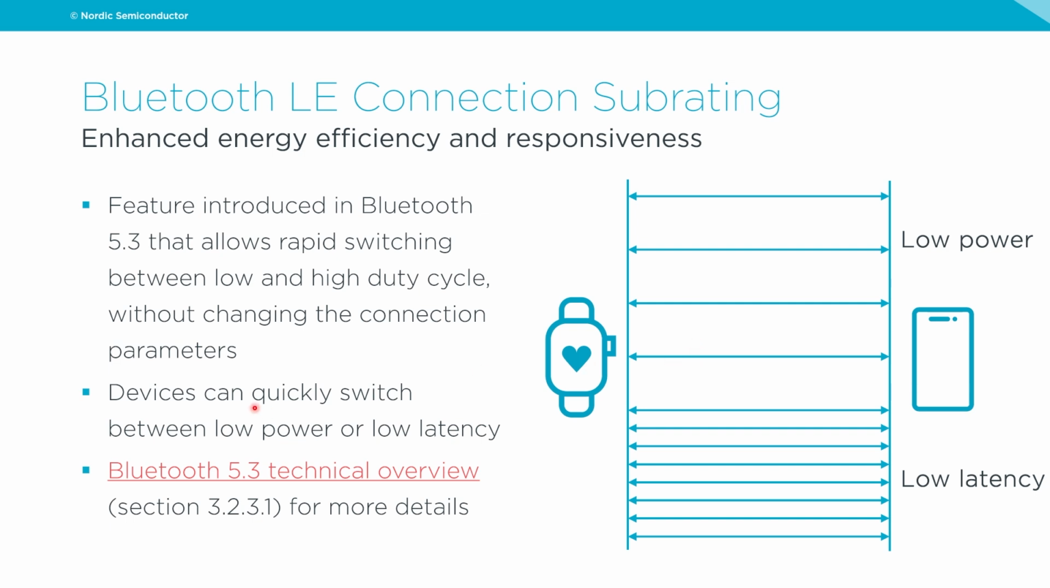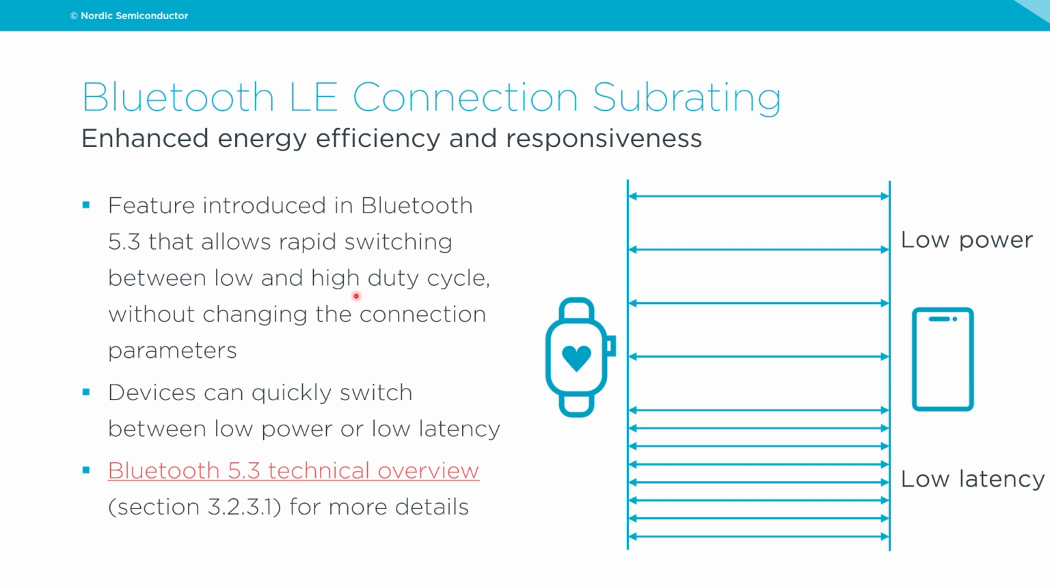So with this feature, you don't have to wait that long. Well, you don't have to wait at all, to be honest. You just switch straight away, so you'd go from a low power mode to a low latency mode straight away. If you want to go deeper into how this works, I've put a link here to the Bluetooth 5.3 technical overview document from the Bluetooth SIG. If you hop to section 3.2.3.1, you'll have all the details.